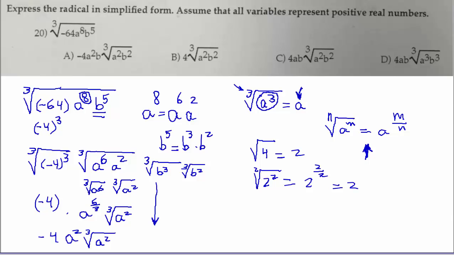But b squared stays under the radical. So let's see what came out of the radical. Negative 4, a squared, b, these all came out of the radical. What stayed under the cube root, the radical? A squared, b squared. So which one would be the right choice here for me to pick as the answer? A.